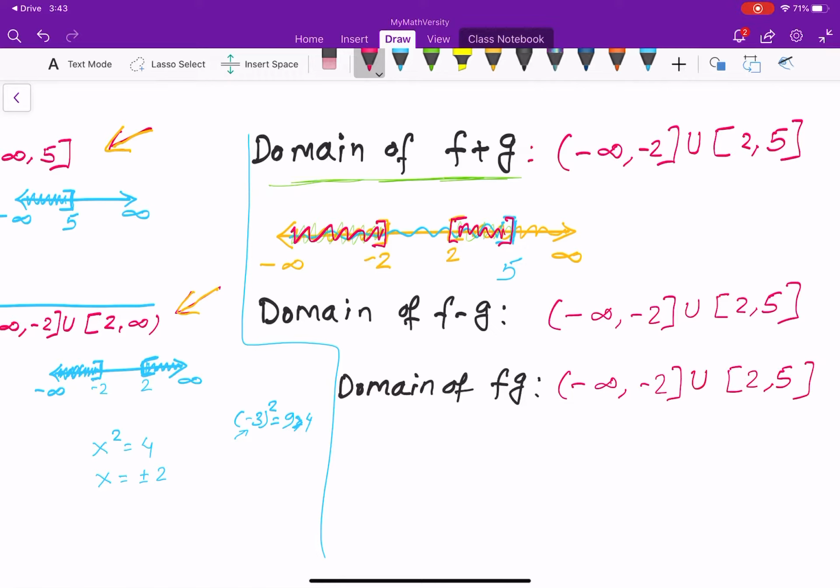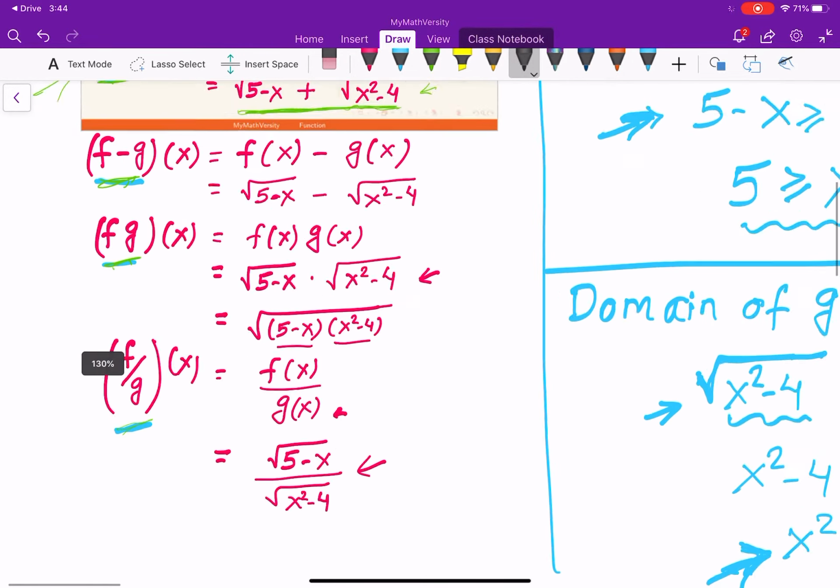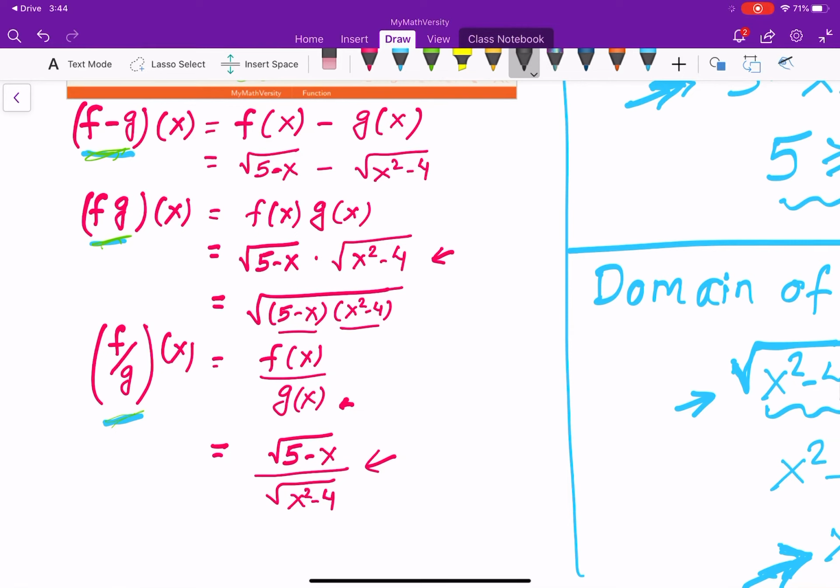The only thing we need to be a little careful about is the domain of this quotient function f over g. You can see here the quotient function that we have obtained earlier. We have something on the denominator, which is square root of x squared minus 4. And you know that if we have 0 on the denominator, the function is not defined. So the domain of f over g will be the set of all real numbers which are in the domain of f and g, like what we found for f plus g, f minus g, and f times g. But we need to exclude the real numbers where the denominator is 0.